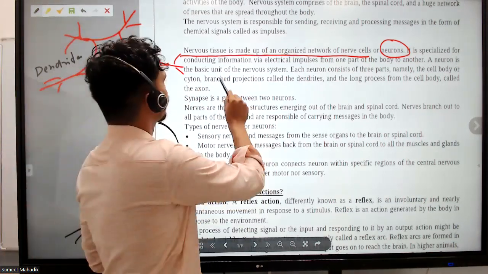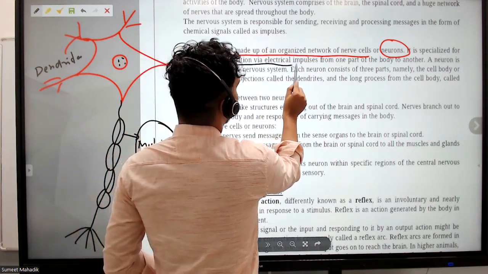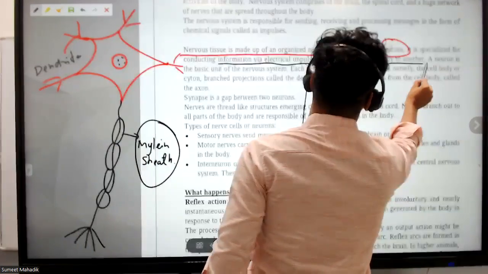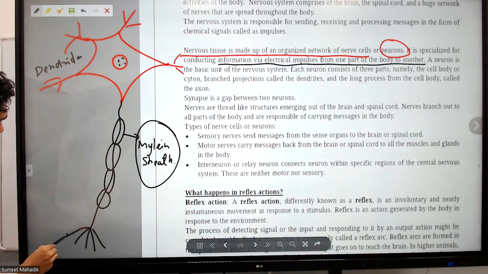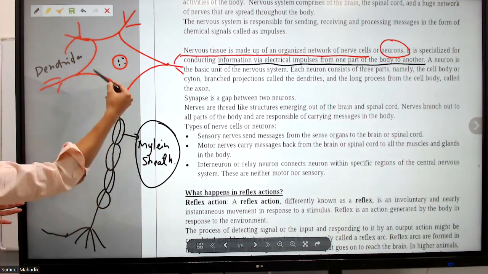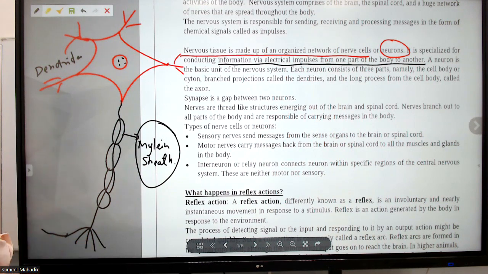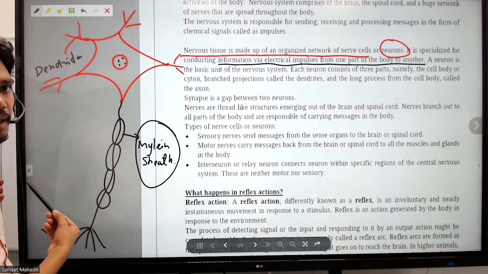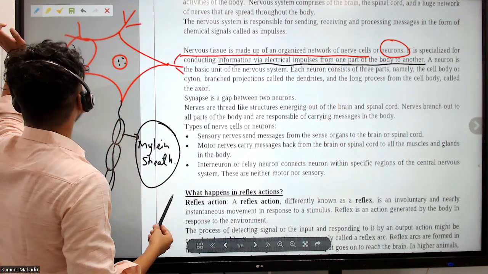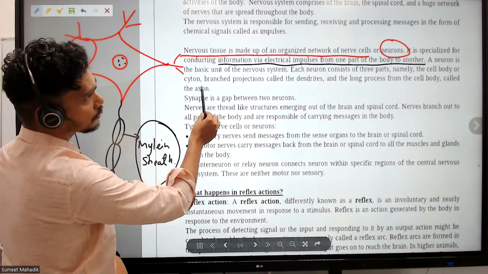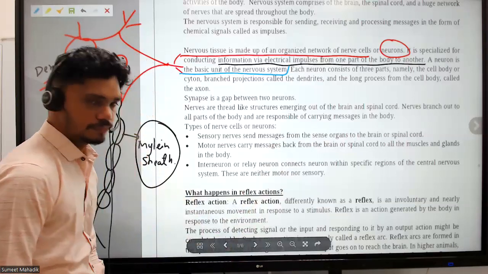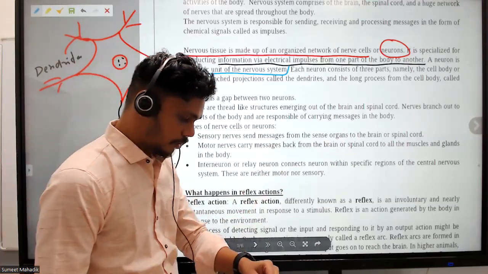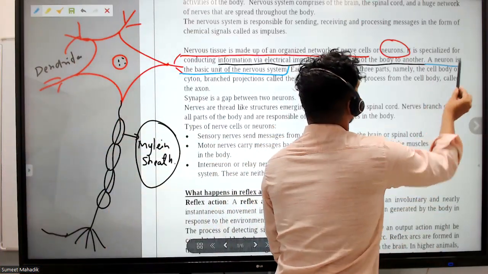Neurons conduct information via electrical impulses from one part of the body to another. How can they do this? Suppose this is another neuron over there. From the axonal end, they transmit the information to the dendrites of the next one. Is this point clear? Very good. Now, the neuron is the basic unit of the nervous system. Yes or no? Do you agree with this? The neuron is the fundamental unit of it.